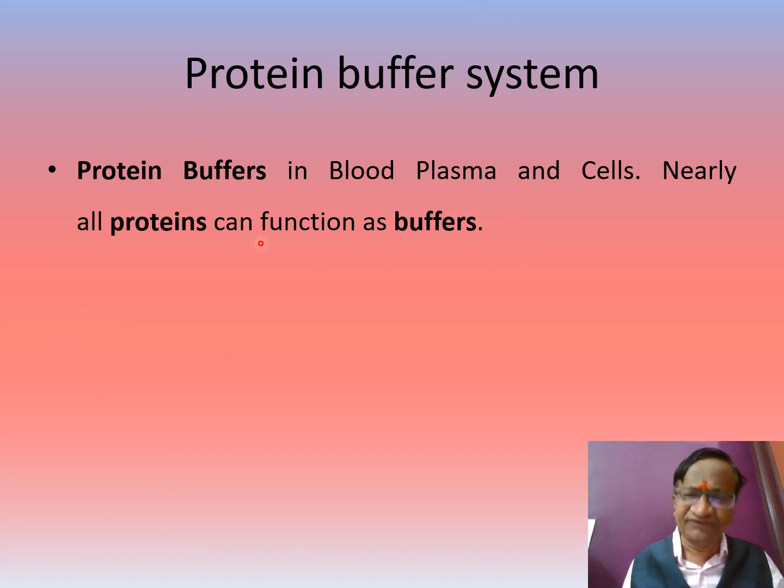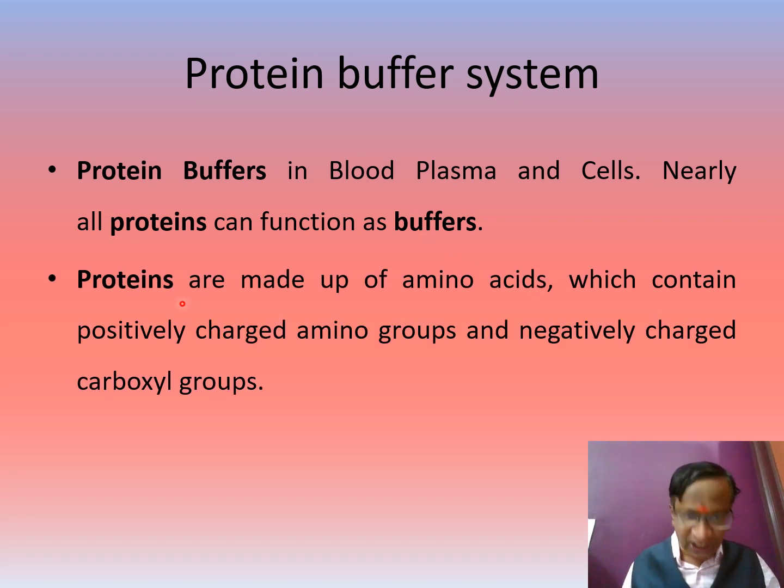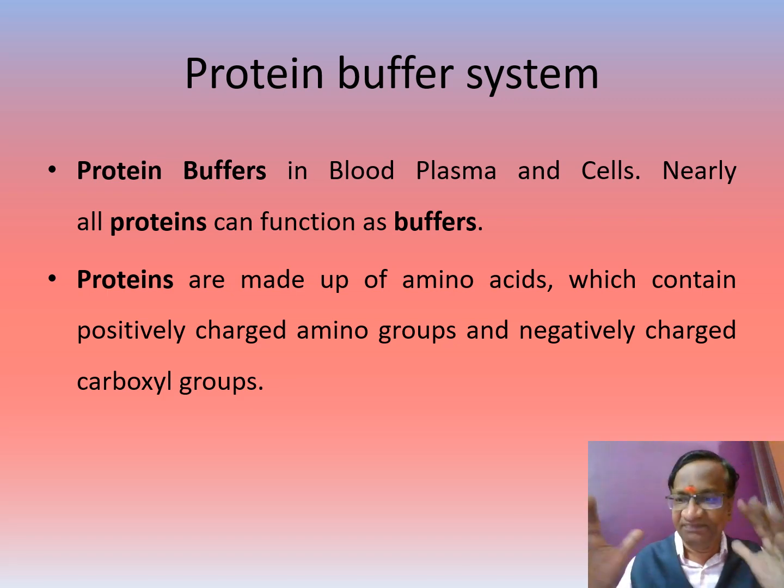What is the protein buffer system in blood plasma and cells? Nearly all proteins can function as buffers. Proteins are made up of amino acids. They contain positively charged amino groups and negatively charged carboxyl groups. So on negatively charged carboxyl groups, hydrogen ion may get attached. On positively charged amino groups, OH can get attached. So these may act to produce weak acids or weak bases. That is what is called a protein buffer system.